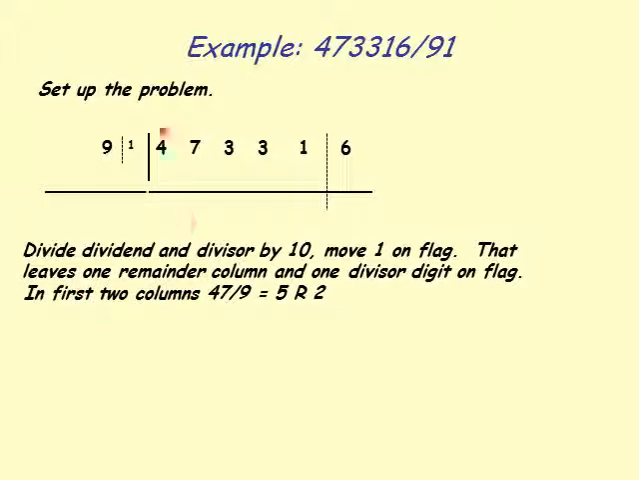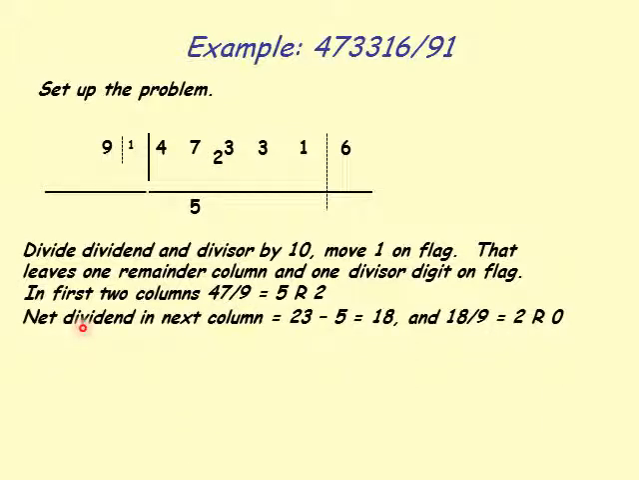Now, the first two columns give 47. We have to divide by 9. 47 divided by 9 is 5, remainder 2. So we get 5 here. We get 5, and 2 remainder for the next column, which is like 20 to the next column. 20 plus 3 is 23. The net dividend in the next column is 23 minus 5 times 1, 5 the quotient digit, 1 the flag digit. So that's 18. That means 18 divided by 9 is 2, remainder 0.